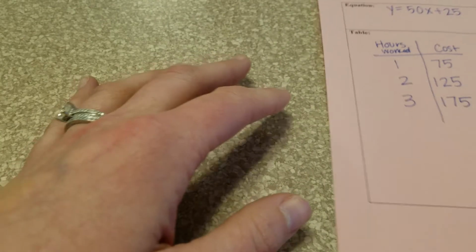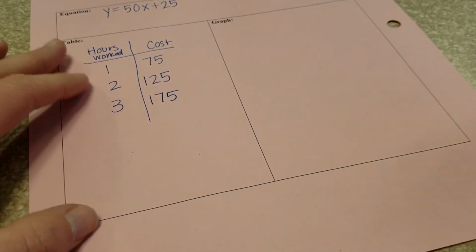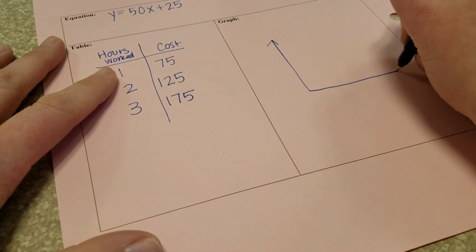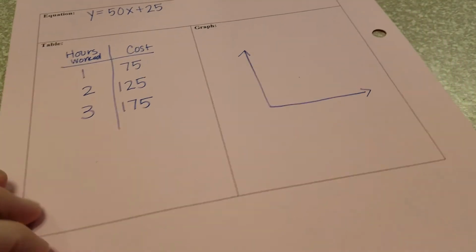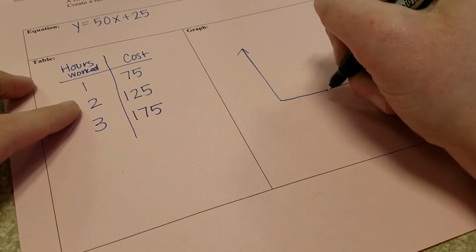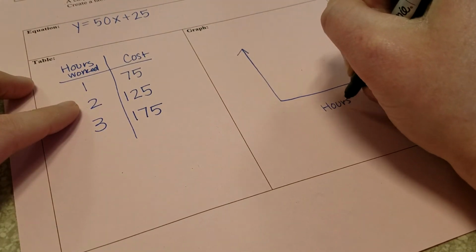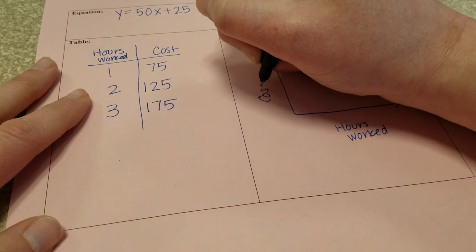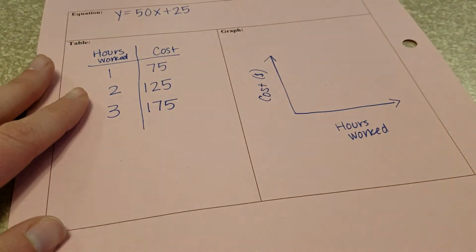So on our graph, we're going to make this a first quadrant graph just because of the fact that the plumber is not going to work for negative hours, nor is he going to work for negative cost. So X across the bottom is our hours worked. And up the y-axis here is our cost in dollars.